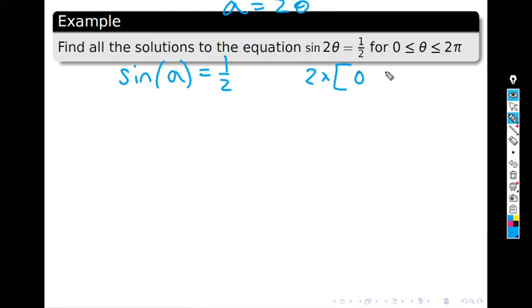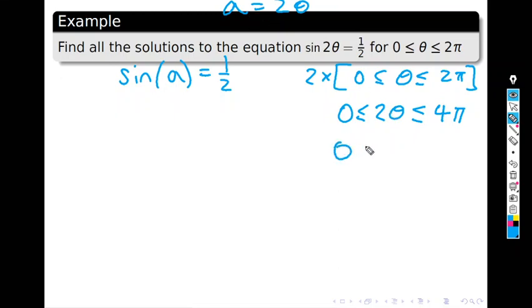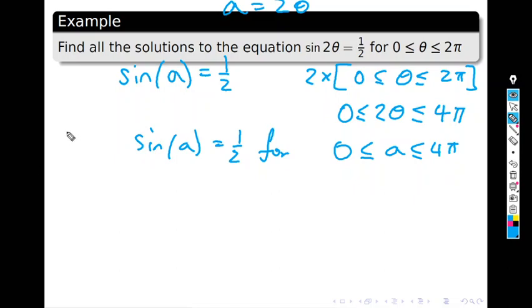For my domain though, if I multiply the whole thing, 0 is less than theta is less than 2 pi, by 2, what do I get? Well, 2 times 0 is still 0, less than or equal to, well, theta times 2 is 2 theta, and 2 pi times 2 is 4 pi. So now I can do my substitution. I've got 2 theta here, so I can just replace 2 theta in my domain by A. And so I'm solving the problem sine of A is equal to a half for 0 is less than or equal to A is less than or equal to 4 pi.